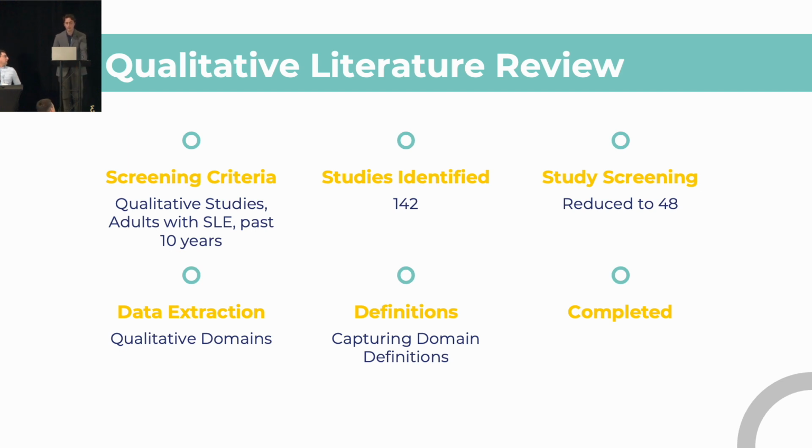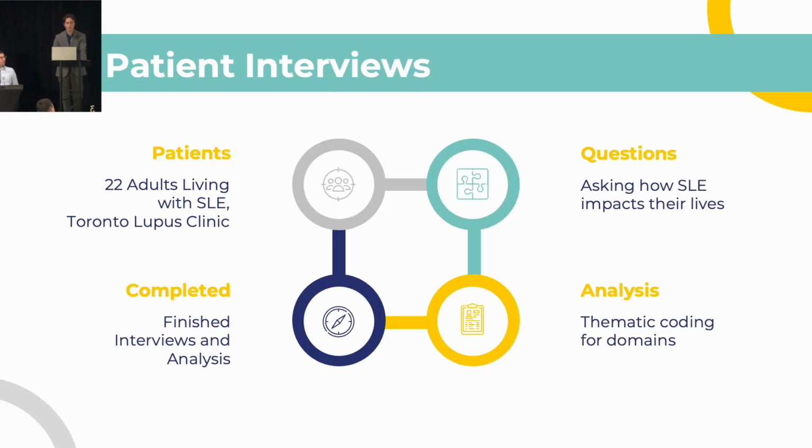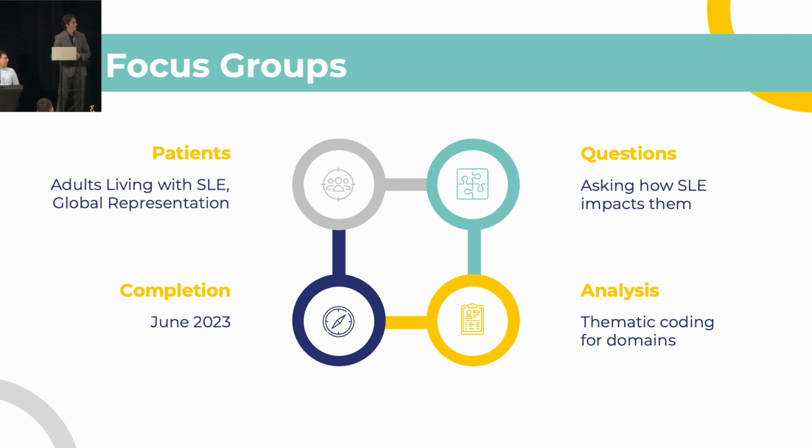Now onto our patient interviews. We did patient interviews with 22 lupus patients from the Toronto Lupus Clinic, representing a multi-ethnic background. We recorded these interviews and transcribed them. We asked them how lupus impacts their lives. These transcripts were thematically coded, and the analysis has already been completed. Next we have our focus groups, which are currently in process. We've already conducted 5 focus groups, and we are holding more. We are asking patients how lupus impacts them, and the transcripts are being developed and thematically coded, and we hope to complete this one also by June this year.